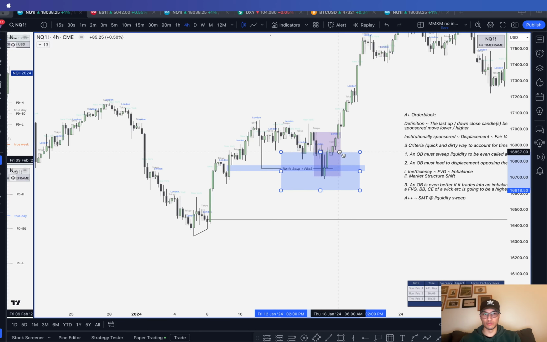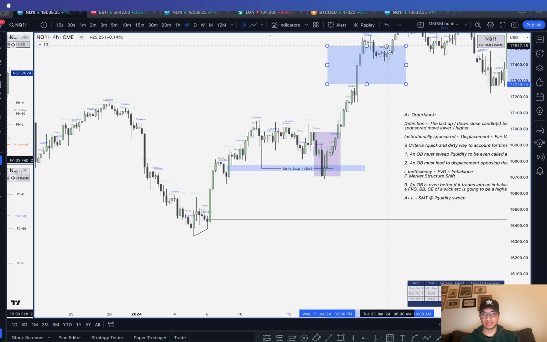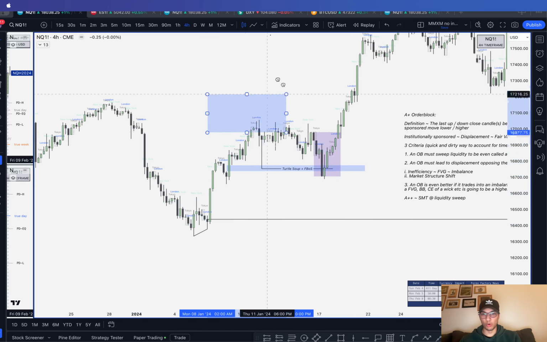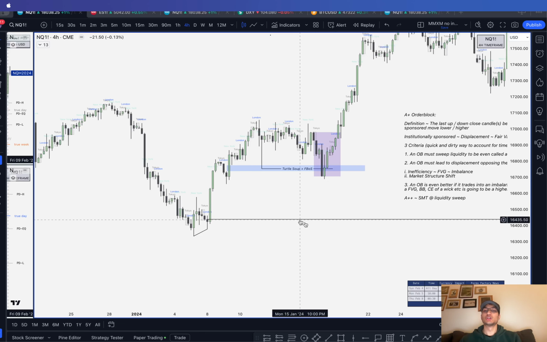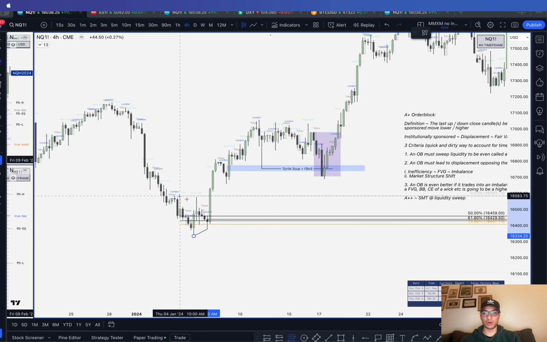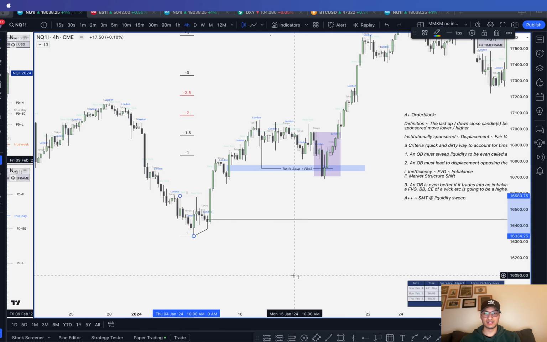Second phase, silver bullet. What happens after the silver bullet? Distribution. More or less than the first phase? Way more. So now, would it be crazy if I told you that this area here is going to be within the 1 to 1.5 standard deviations of this manipulation leg? Would you believe me? Yeah, because what is the 1 to 1.5 region? That's the silver bullet.